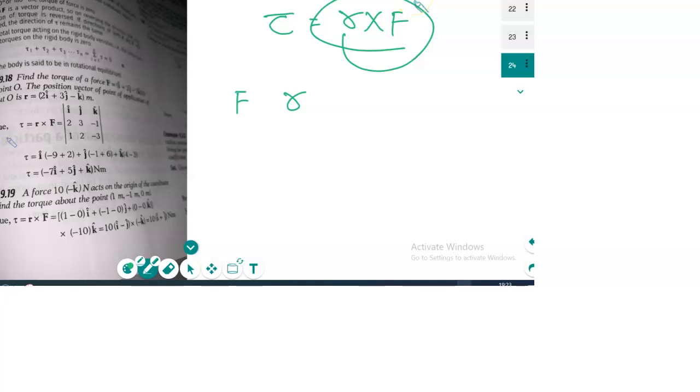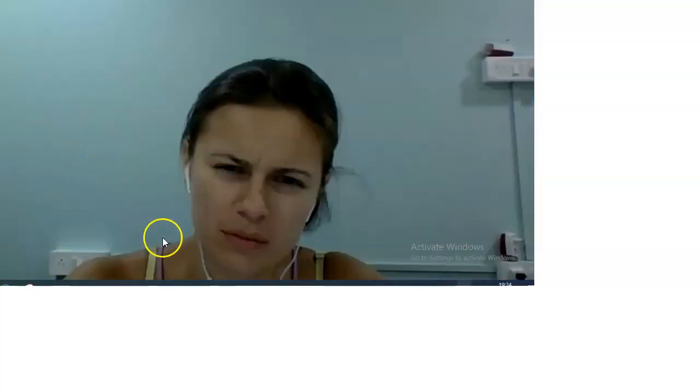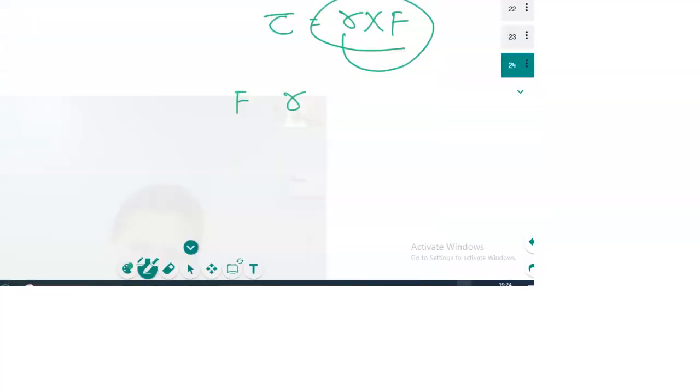So it's supposed to be R cross F. I thought it's F cross R. For some reason I forgot this. Okay, R cross F. Okay, so now I understand this is all you are doing. Torque, everything's good. See, you are increasing your interest now in physics.